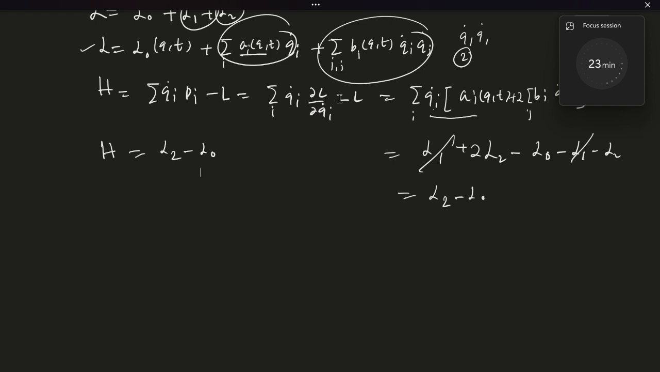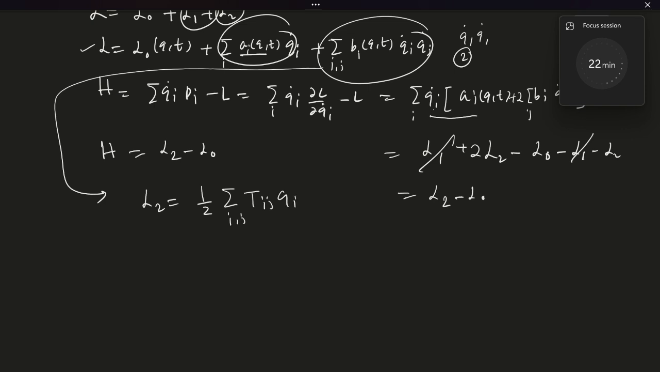Now look into this matter, which is quite interesting. I can write down the L2 instead of this form, in this form: half times summation over i, j, instead of b_i I am putting T_ij, and q_i dot q_j dot. Here again it is a quadratic form, so I can write it in this form. I'm writing the L2 in this form.